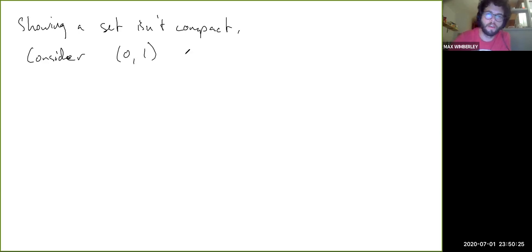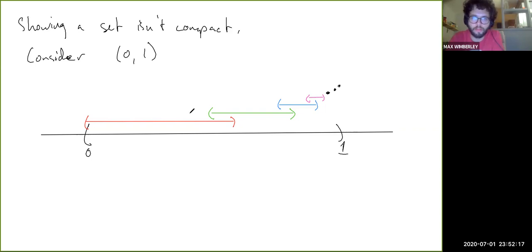So consider (0, 1). Let me draw a picture. I've tried to layer the sets over each other in a way that makes them easily visible. Each of the different colored sets is supposed to be one of the sets in the family U. So this might be U1, this might be U2, this might be U3, and this might be U4, and so on. They get smaller and smaller, but the whole infinity of them does end up covering this interval when you take the union of all of them.